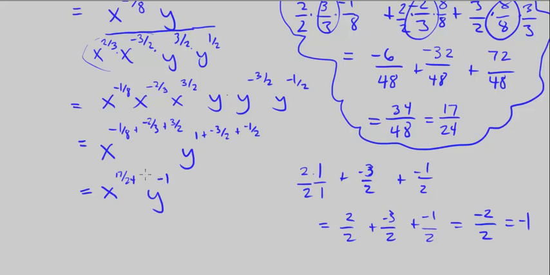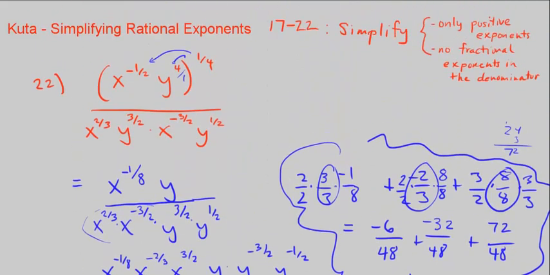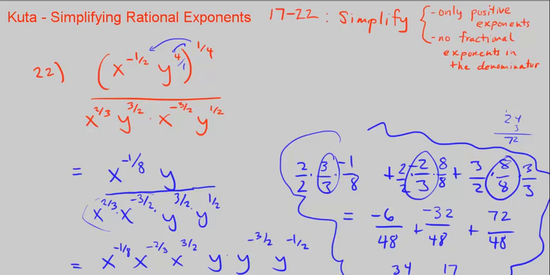All right. And then we just have to make sure we don't have any negative exponents. So let's put that in the denominator. We don't need to write the 1 because it's implicit. Right? We could write it, but we don't need to. And we're done. All right. So this is the last problem in the Kuta simplifying rational exponents worksheet.